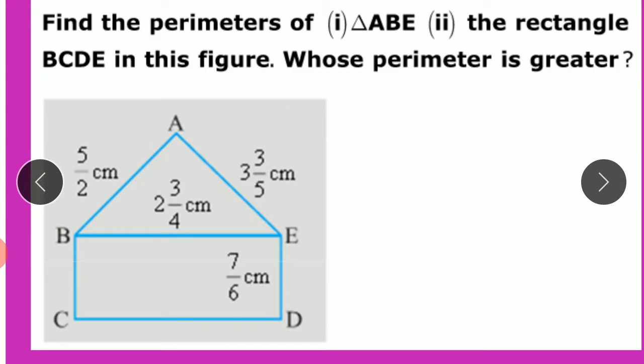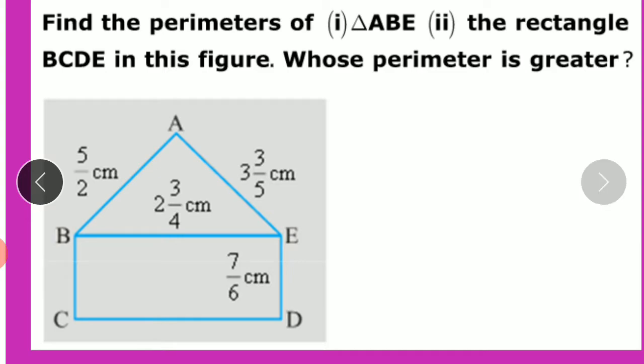It's a compound figure because you can see a triangle as well as a rectangle. So first we have to find the perimeter of triangle ABE. Then the second question, we have to find the perimeter of rectangle BCDE. Then we have to compare the perimeters. Whose perimeter is greater? We have to compare the perimeter of the triangle and the rectangle.